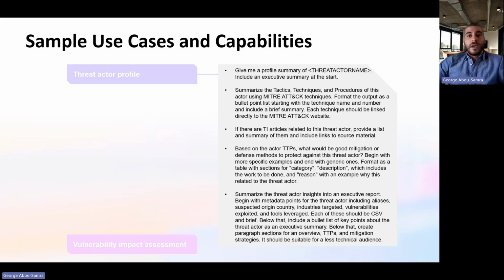Another use case could be to get information about a threat actor. So all you have to do is ask Copilot to give you a profile summary of some known threat actor, let's say Hazel Sandstorm in this case. It'll tell you how Hazel Sandstorm operates, what IP addresses they're known to use, what attacks they're known to use, how they break into your environment, what vulnerabilities they might use to break in, and so on and so forth.